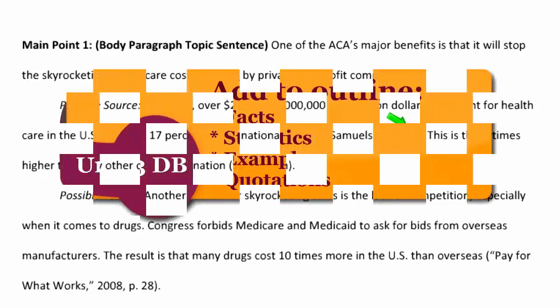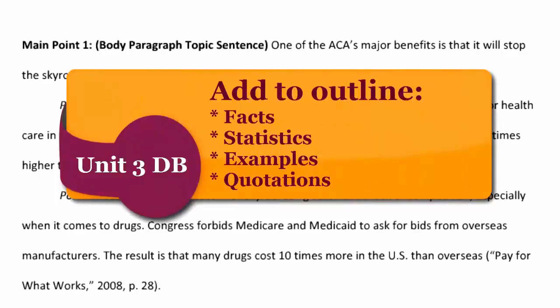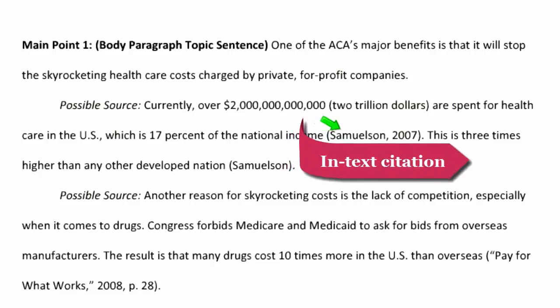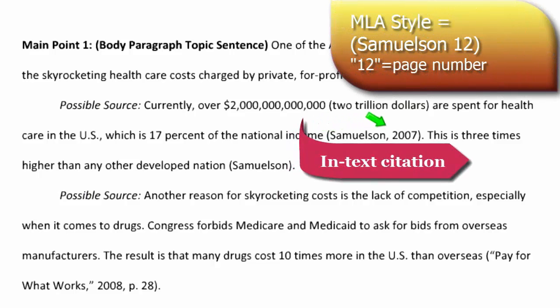Now, that's what you need to add to your outline. Facts, statistics, examples, and quotations. And when you add them to your outline, be sure to put in an in-text citation. Yes, this, parentheses, Samuelson, space, 2007, close parentheses, is an in-text citation.